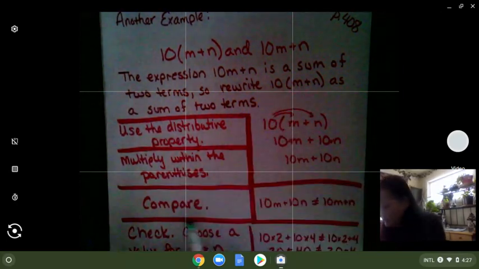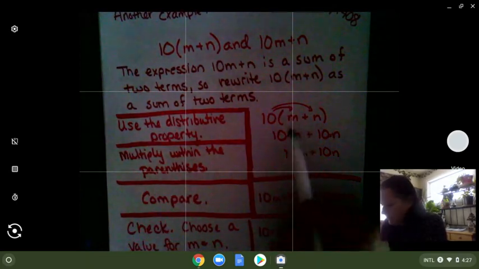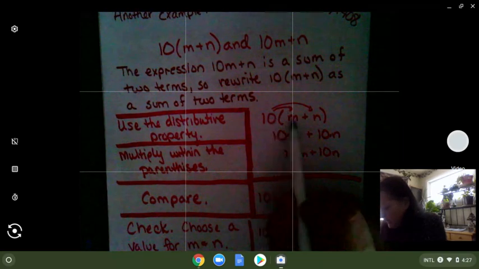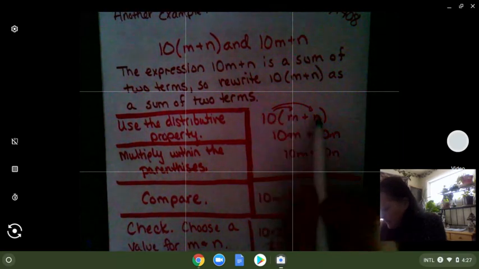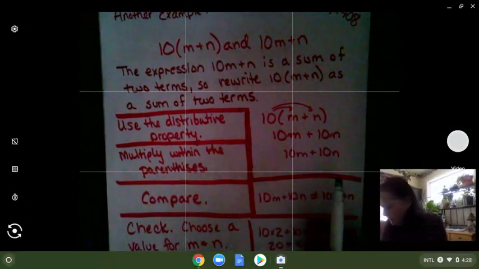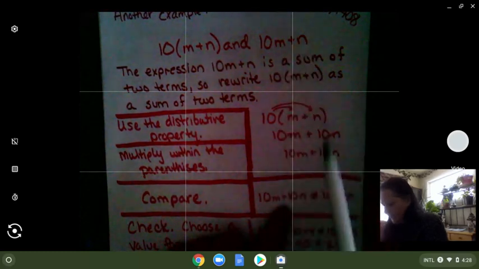So we are going to use the distributive property here. So we copy this one down. We distribute the 10 across both of these numbers. We get 10m plus 10n. Now I'm going to compare. Is that the same as 10m plus n?